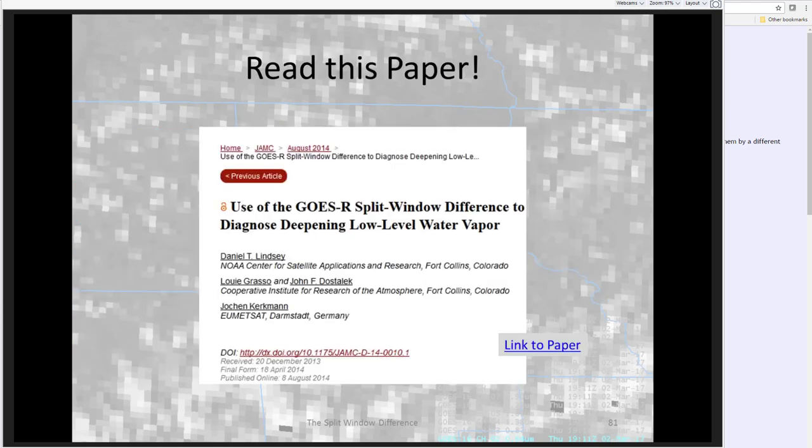The last thing I want to point out is a really good paper by Dan Lindsay that looked at the GOES-R split window difference using both model data, since this paper was written in 2014 before GOES-R, but also using Meteosat data out of Europe. It's a fairly short paper, about 10 pages. It's a pretty fast read, and it really denotes nicely why you should see these differences and the potential to see pooling of moisture prior to convective development.